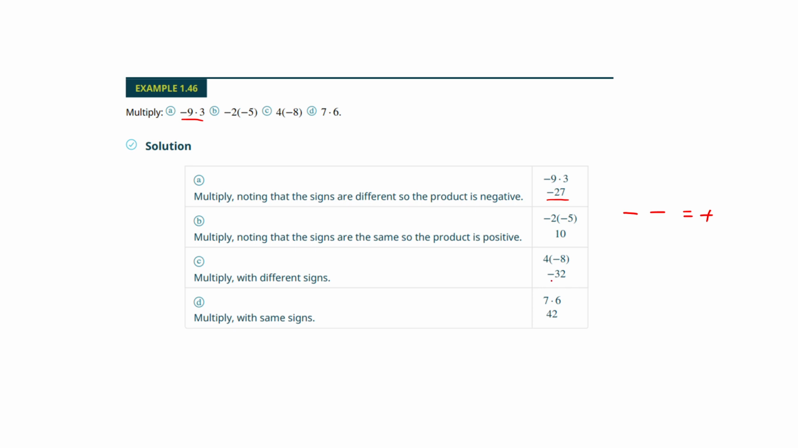A positive and a negative we saw makes a negative. A positive and a positive makes a positive. So again, negative 9 and 3, negative 27. Negative 2, negative 5. Negative and negative make positive. Okay, so let's go through this again. 6 times 8 would just get you 48. But I have opposite signs. So a negative and a positive make a negative.